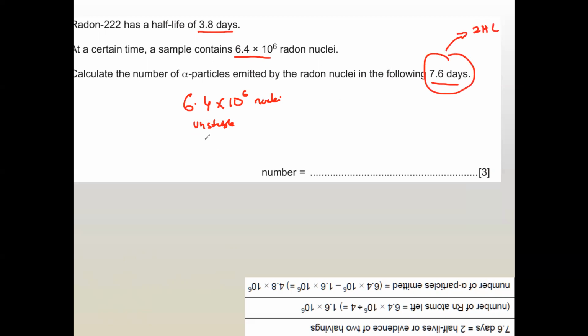So after the first half-life, because these are nuclei, we divide into 2 halves. In a nucleus, half becomes stable, half becomes unstable. So what is half of 6.4 exponent 6? Half is 3.2 into 10 to the power 6 will be unstable, and 3.2 into 10 to the power 6 will be stable.